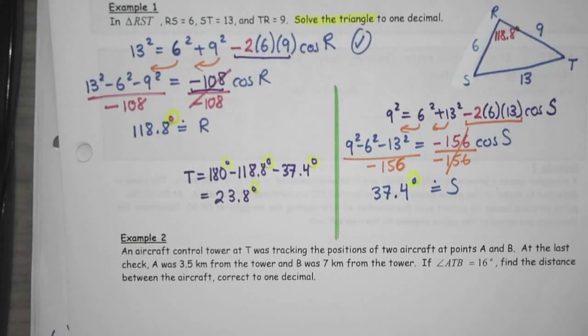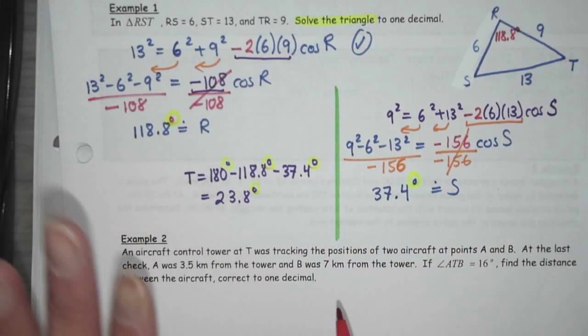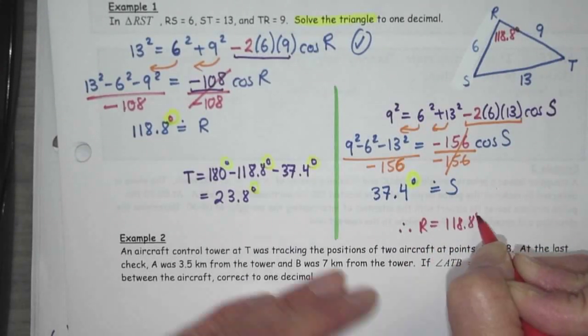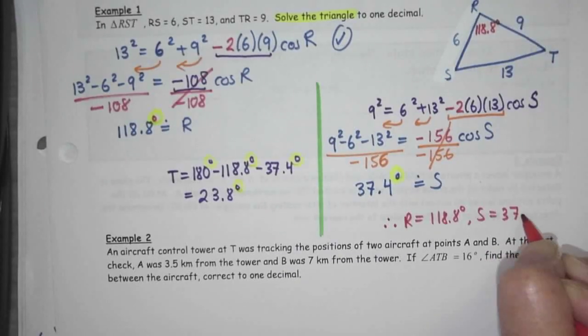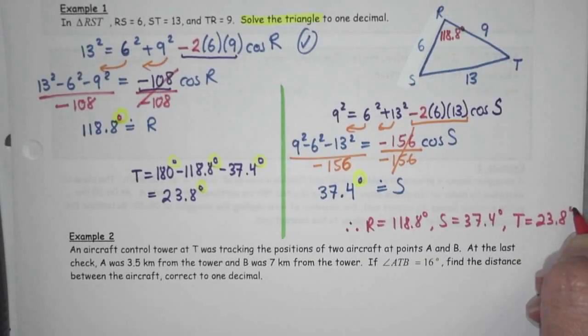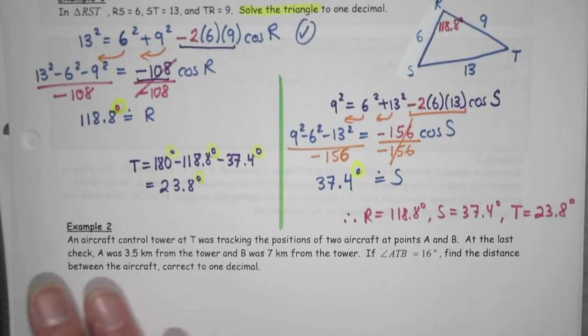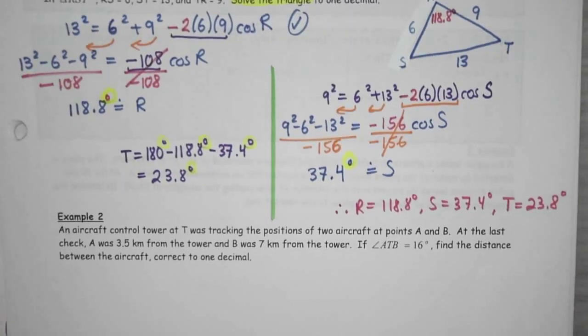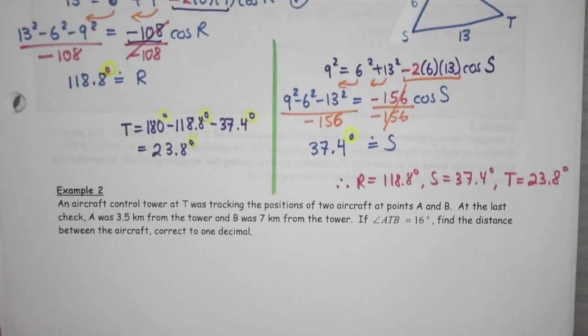When we're solving, I asked you to put a little therefore statement at the end so I can find all of your answers at once. So go, therefore R equals 118.8, S equals 37.4, and T equals 23.8. Okay, just because there's a lot of calculations around, so a little therefore to sum it up. Only the stuff that was missing. Don't tell me what I gave you. Don't tell me sides R, S, and T. Okay, next one. Sorry. Any questions with that?